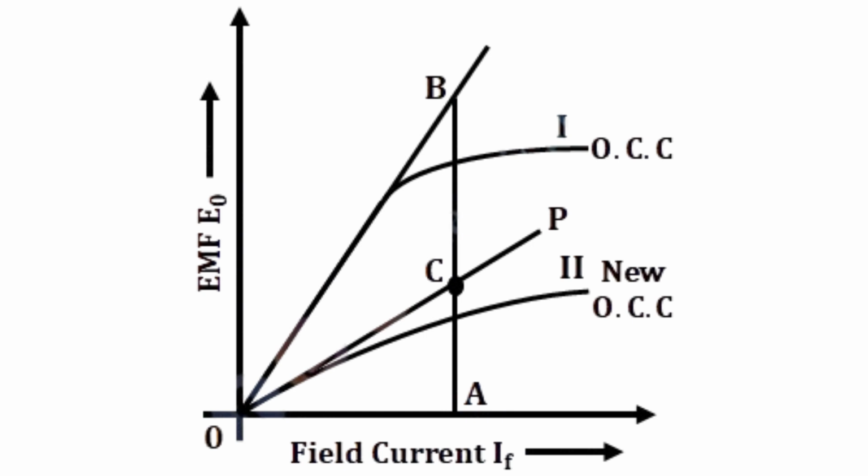The ratio of the intercepts on this ordinate, specifically AC divided by AB, provides us with a crucial ratio of NC to N. And if we multiply this ratio by the initial speed N, voila, you have the critical speed NC. By following these steps, you can determine the critical speed to ensure your generator operates within safe and effective parameters.